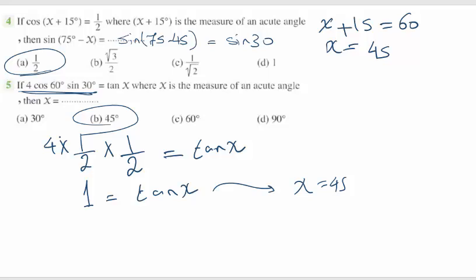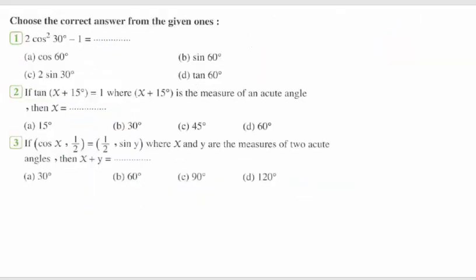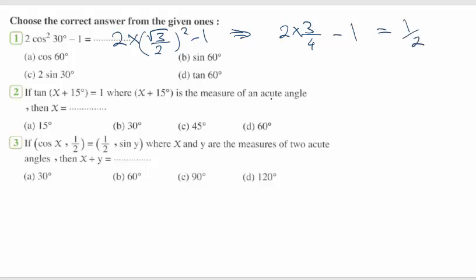Okay, let's move to the next one. Here he's asking you to simplify 2 cosine squared 30 minus 1. So it will be 2 multiplied by cosine 30, root 3 over 2, raised to the power of 2, minus 1, which is 2 times 3 over 4 minus 1, which equals half. So it's equal to half.